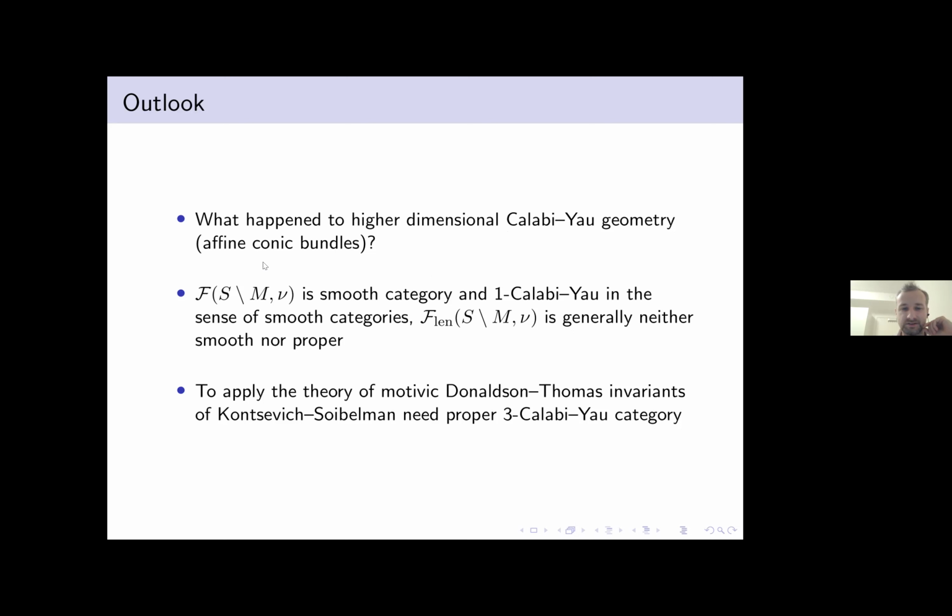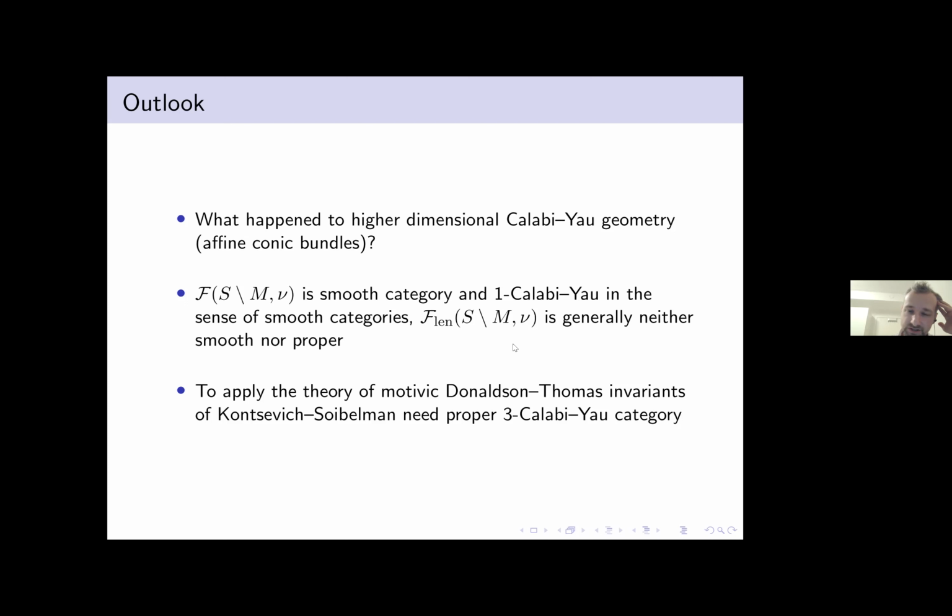It's also smooth, so this Calabi-Yau is in the sense of smooth categories, but it's definitely not proper in general. And if you go to the subcategory, it's a bit of a bad category in the sense that it's neither smooth nor proper, so it's not obvious how to say it's Calabi-Yau. We'd really want to replace this category by something which is better behaved, which is more or less the Fukaya category of this quadric bundle.